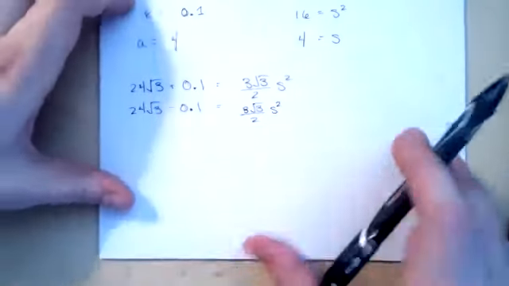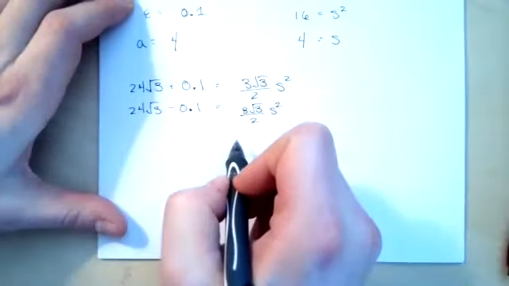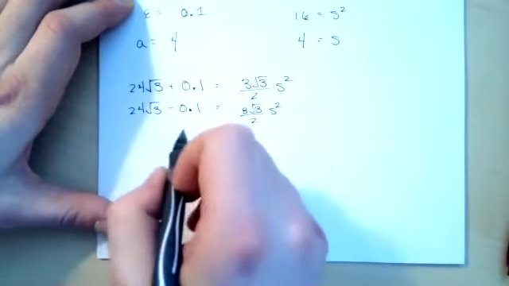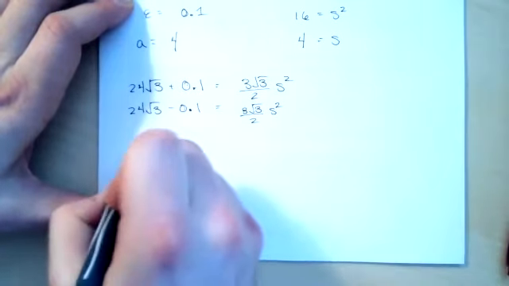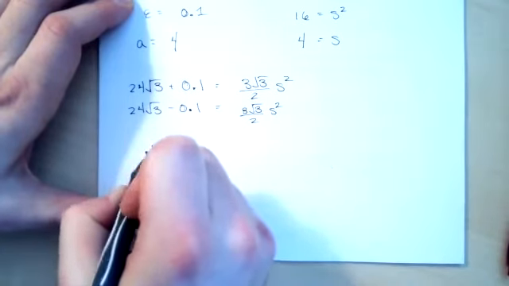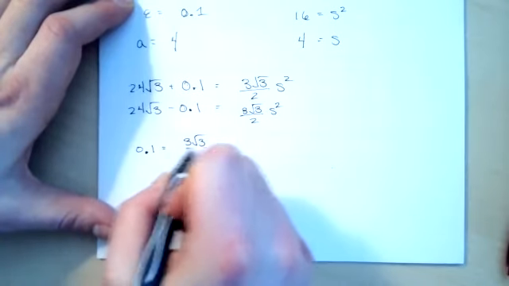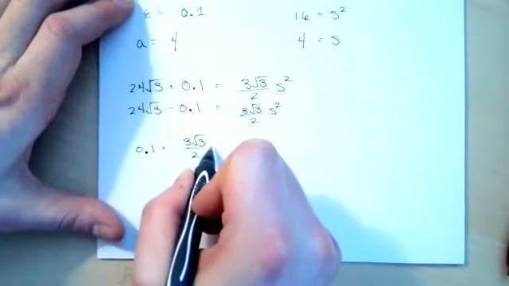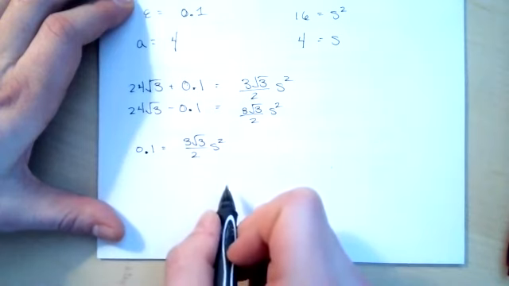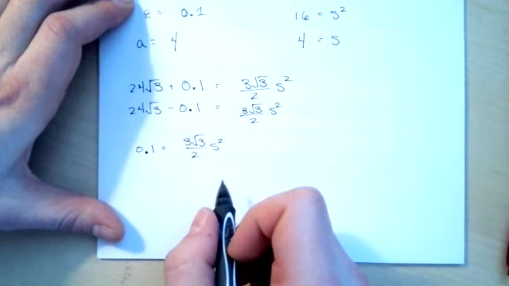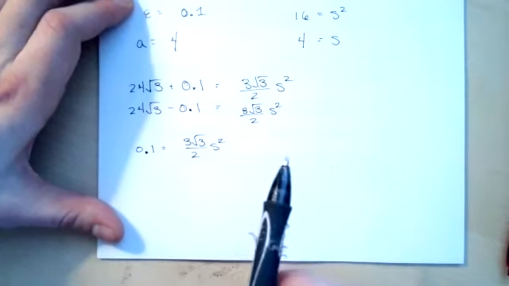And I believe the other thing we can do is simply specify that, I think if we just solve for 0.1 is equal to 3 root 3 over 2 S squared, and then solve for our S squared, that might work as well.